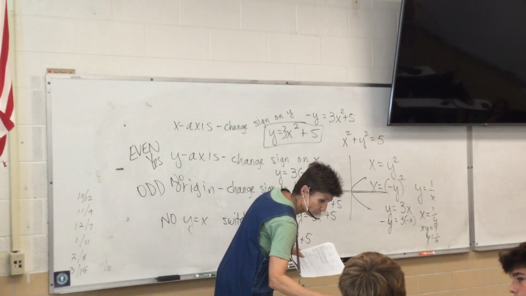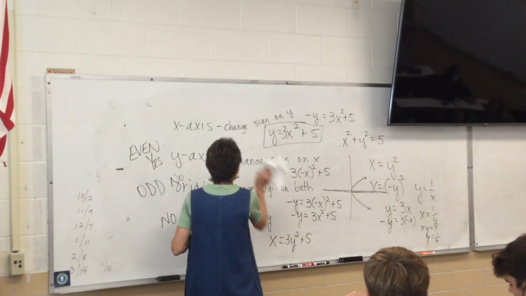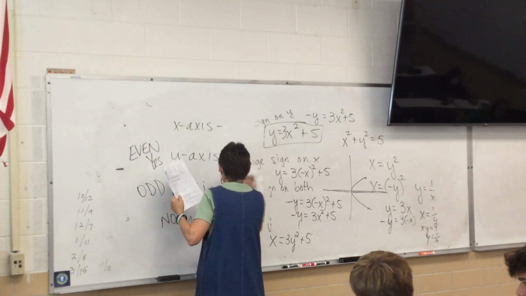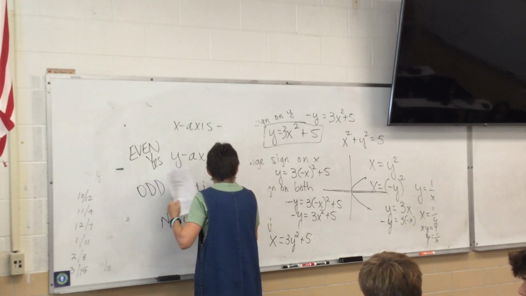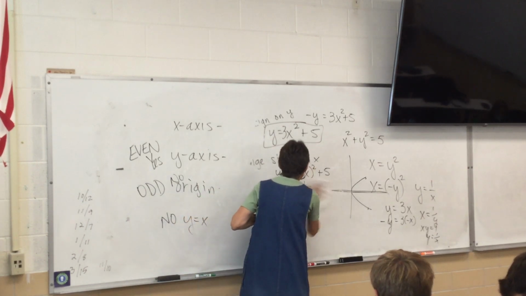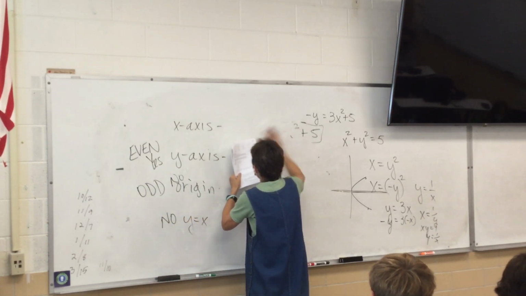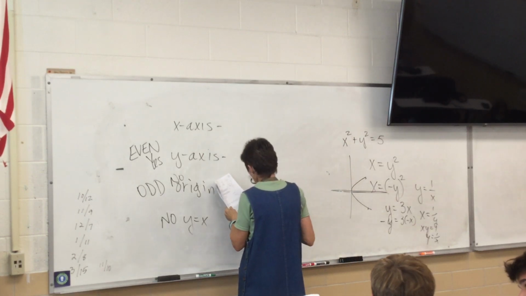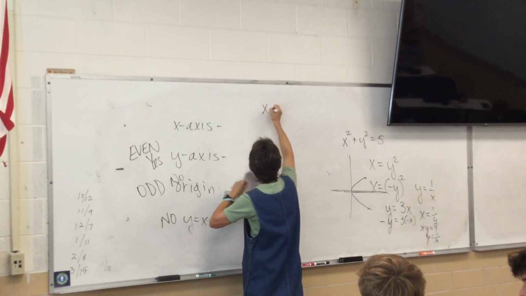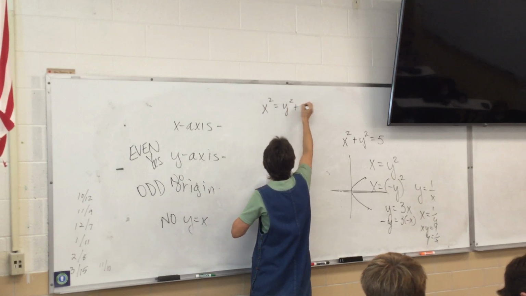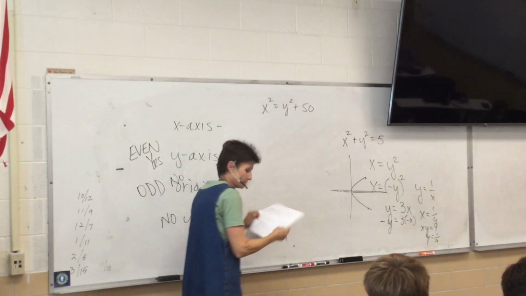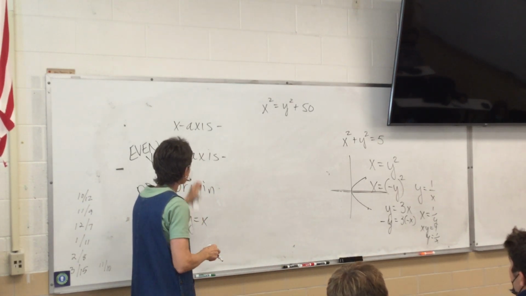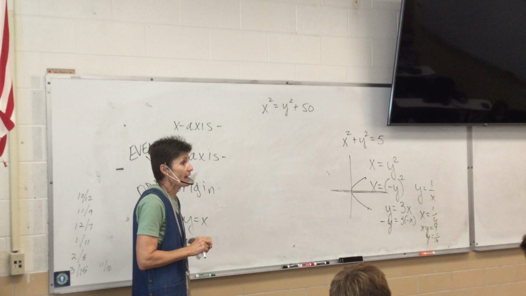All right, I gave you one more equation. Let's see if you can do that. We're going to do our test of symmetry. And our new equation is x squared plus y squared plus 50. All right, here we go. Does it have symmetry about the x-axis?